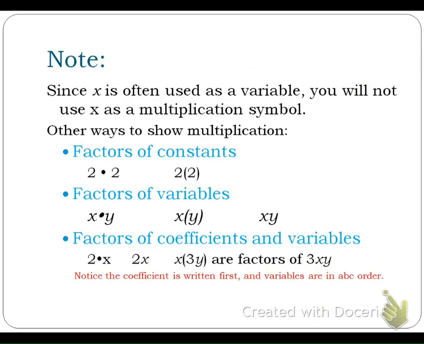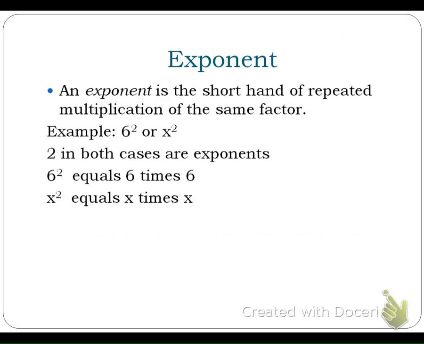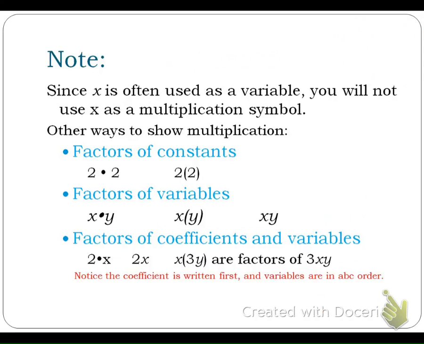Since x is the most used variable, you will not use x to show multiplication anymore. There are other ways to show multiplication. When you're trying to write factors of constants, remember those numbers? This is what you've done before. If they're both constant, then you can either use a dot, like the one you see there, or you can use parentheses.